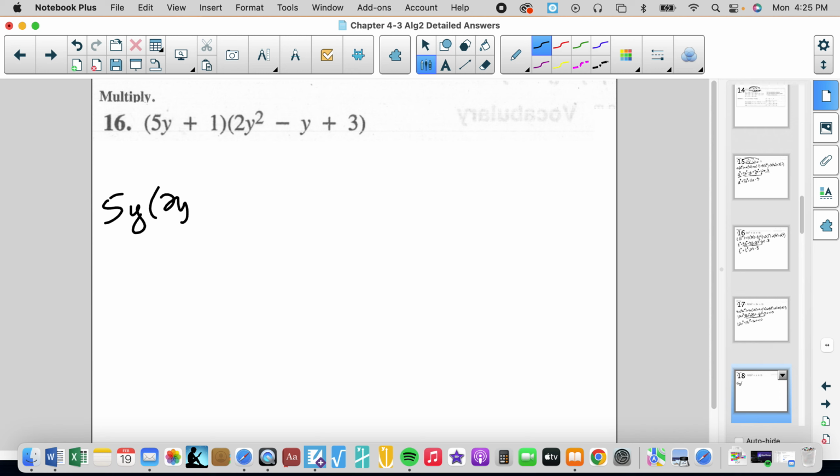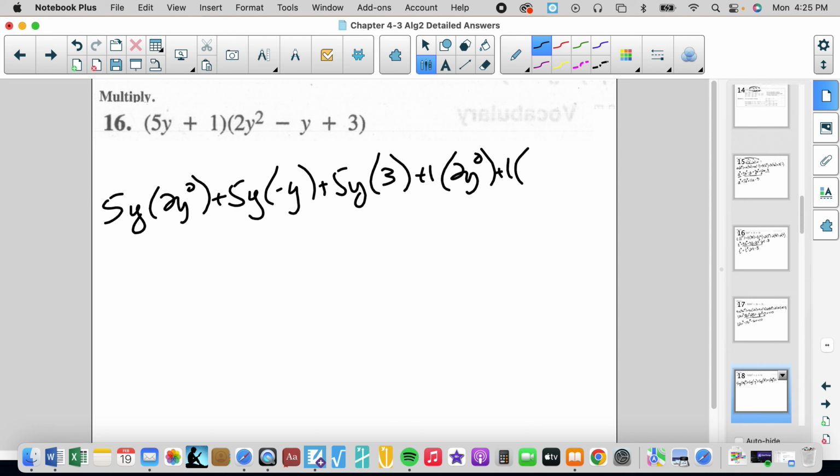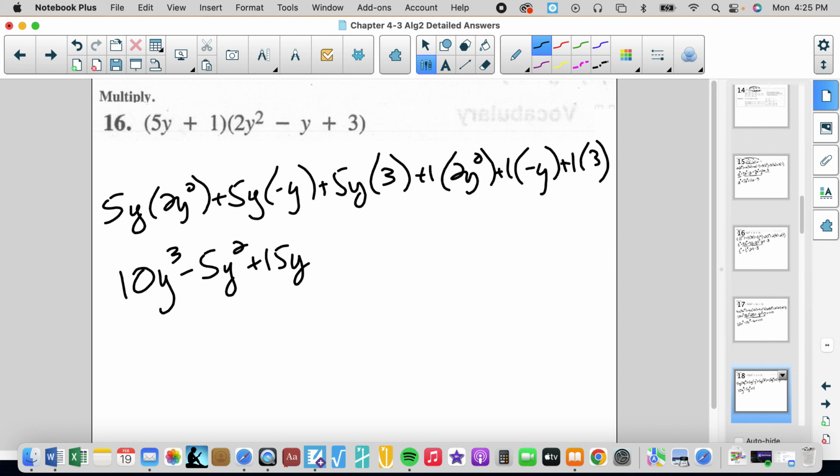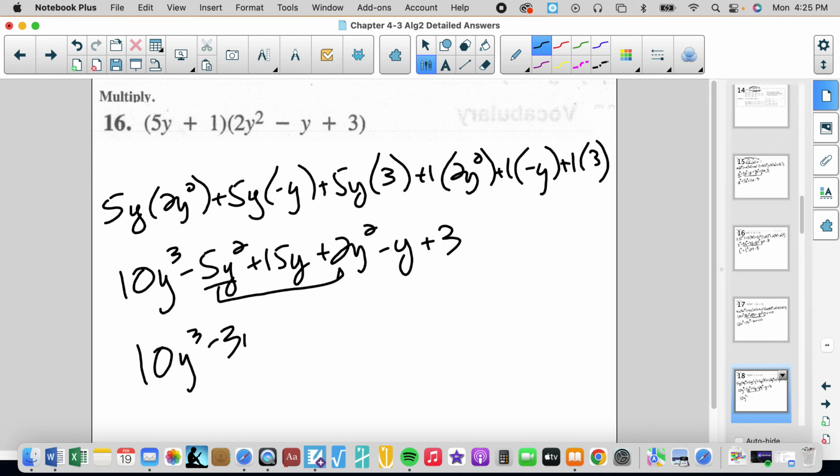5y times 2y squared plus 5y times negative y plus 5y times 3 plus 1 times 2y squared plus 1 times negative y plus 1 times 3. 10y cubed minus 5y squared plus 15y plus 2y squared minus y plus 3. 10y cubed, it has a pair minus 3y squared. It has a pair plus 14y plus 3.